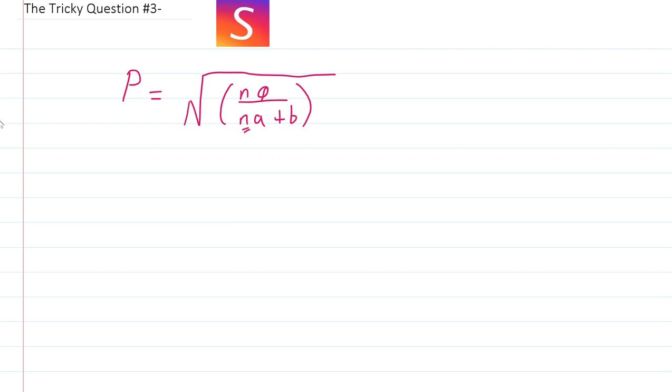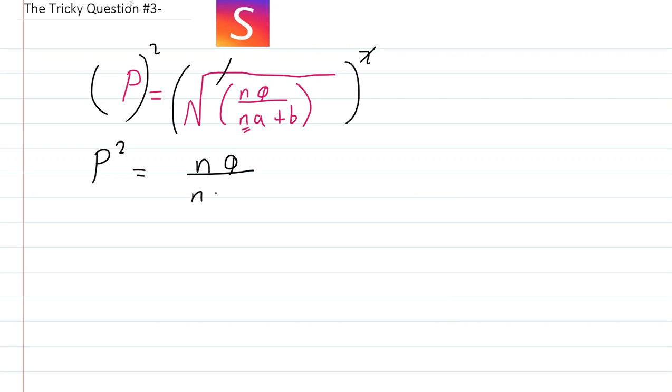So how do I make n the subject? The first thing when this question comes in the exam, I'm going to think how to cancel the root. So I'm going to square both sides. Now I can cancel the root. So I have now b squared is equal to nq divided by na plus b. This is the first step to cancel the root.